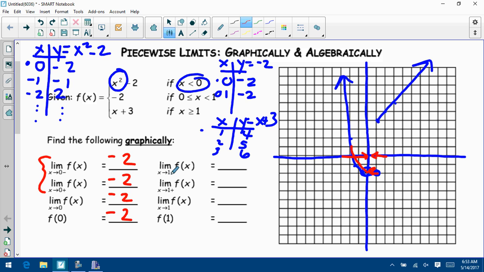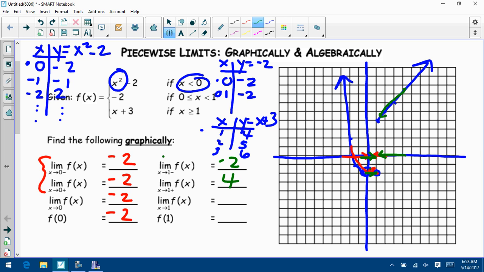On the other side, as I go to 1, switch over to a different color here. 1 from the left would be coming into 1 from this way, and that's when I'm down here on the graph. So that's still negative 2. But coming into 1 from the right, the graph's up here on the right of 1, and that's going to a value of 4.